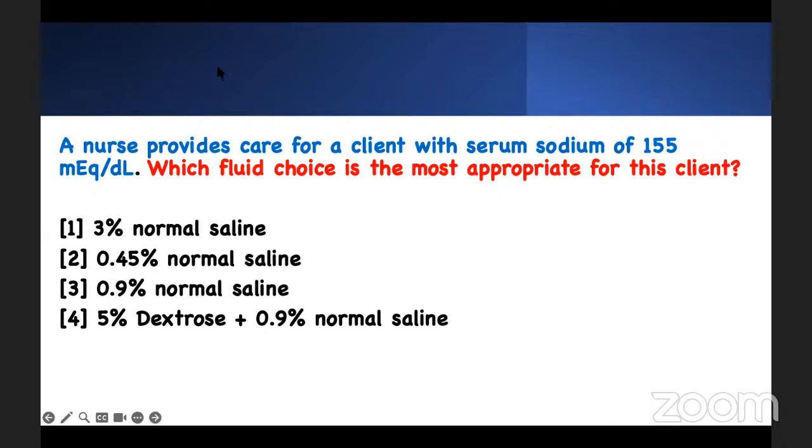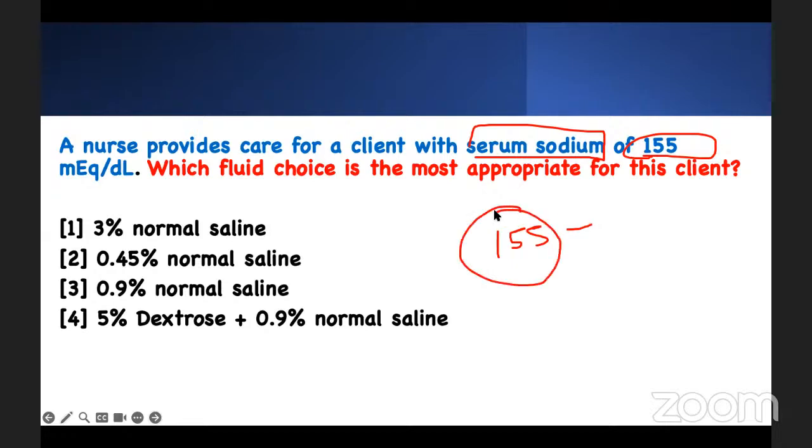Don't just go and pick an answer. Look at it. Serum sodium is what? 155. Therefore, I have what? Hypernatremia. Sodium is too high. What do you think? If you have sodium that is too high, which direction would you go? Do you want to go up or do you want to go down? That is the key. That's the decision you have to make.